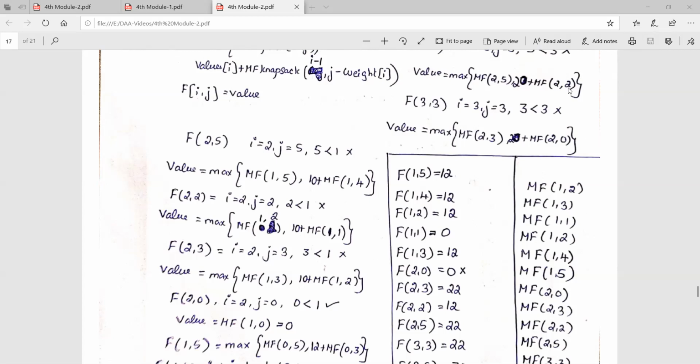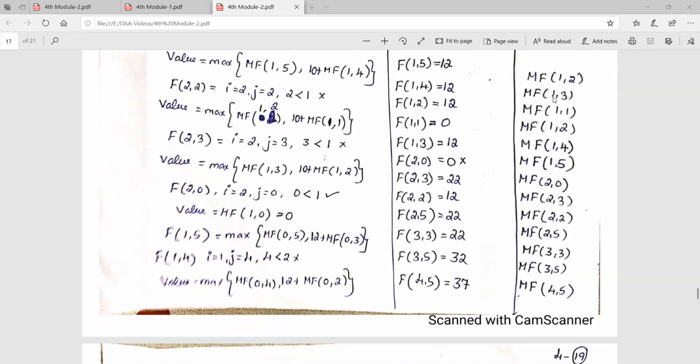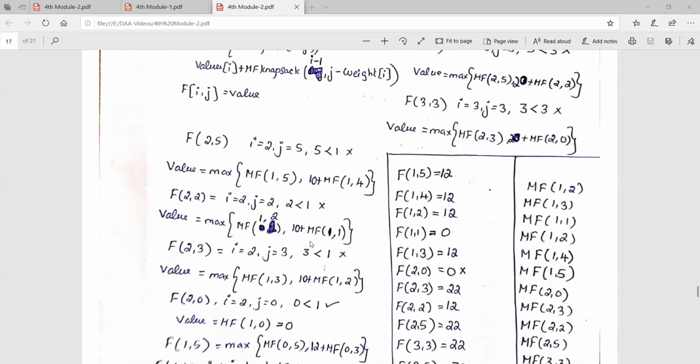Okay. Again 2 comma 5. After this we have to consider 2 comma 2. Again you take this 2 comma 2. We'll have mf of 1 comma 2 and mf of 1 comma 1. So till here we won't get the value. Okay. So after 2 comma 2 again we have to consider the 2 comma 3. i is equal to 2, j is equal to 3 and then j less than this weight. Okay. We'll take this formula. So here also we won't get the value. Okay. Next after 2 comma 3 we are having 2 comma 0.